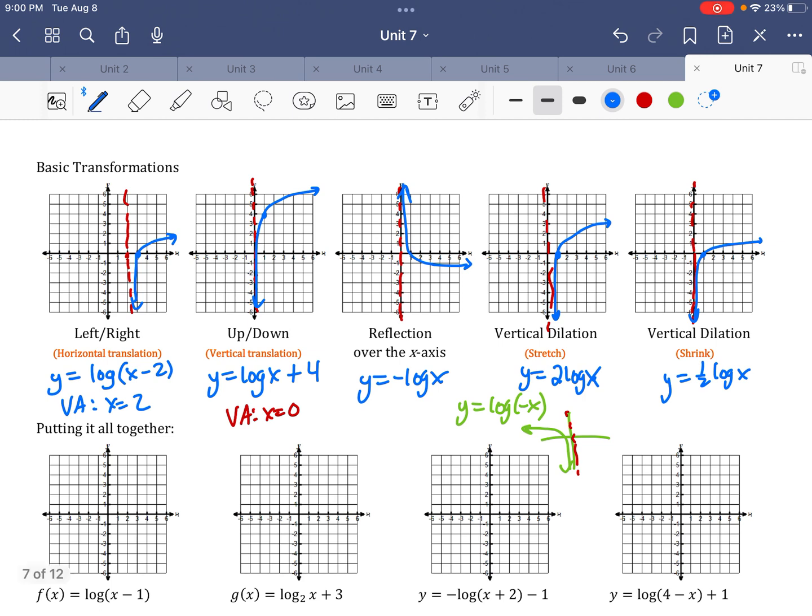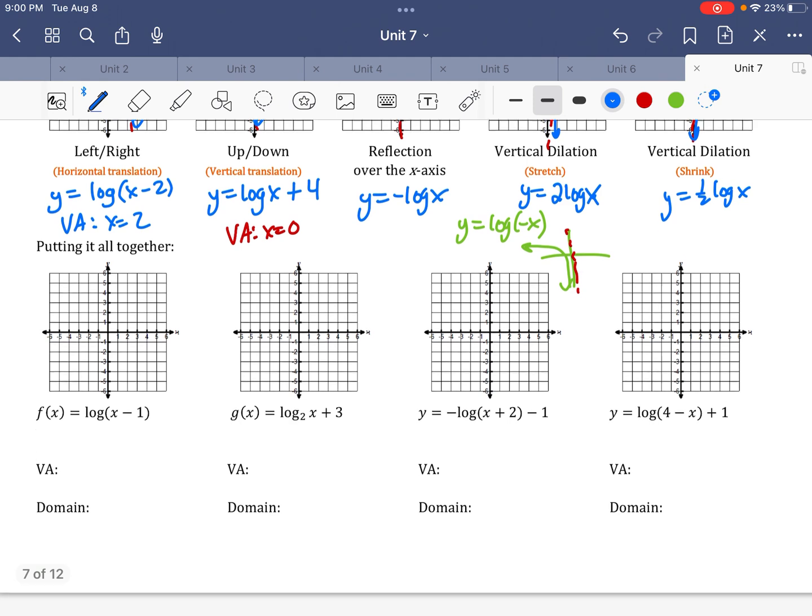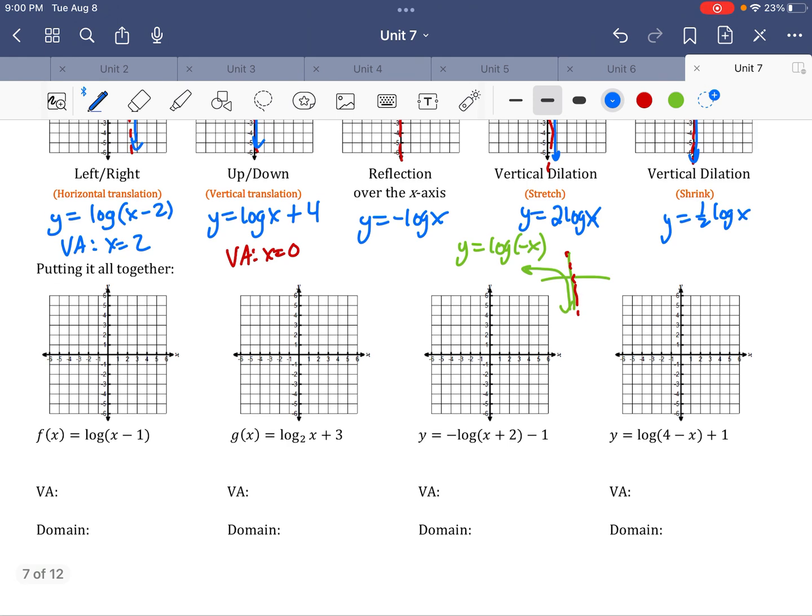And I made these all base 10. They could be other bases. It's fine. All right, so let's do this guy. Log of x minus 1. So that's going to move to the right 1, which means my asymptote is moving over to the right 1.